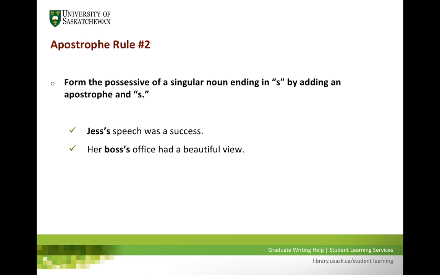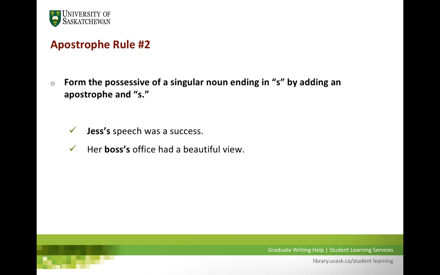So one thing you may find, there is some disagreement among linguists and grammar specialists about whether you need that final s after the apostrophe. I would say that you do, especially in those words where you can actually hear that final s pronounced.